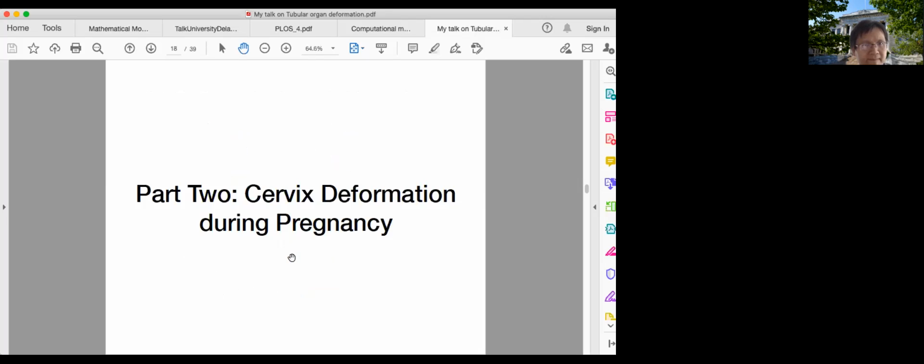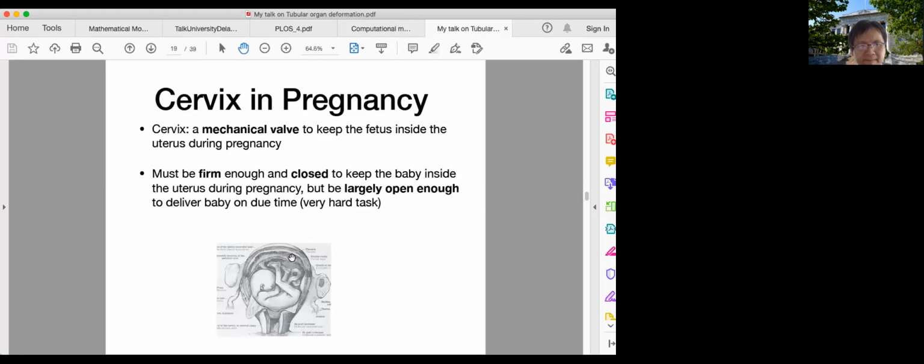Yeah, that's the first model for the trachea. Then let's go to the second part for the cervix. The cervix in pregnancy is just an organ here. This part is below the uterus, so below the baby. It's a mechanical valve to keep the fetus inside the uterus during pregnancy. So this organ is like a door. You can close the baby inside the uterus.